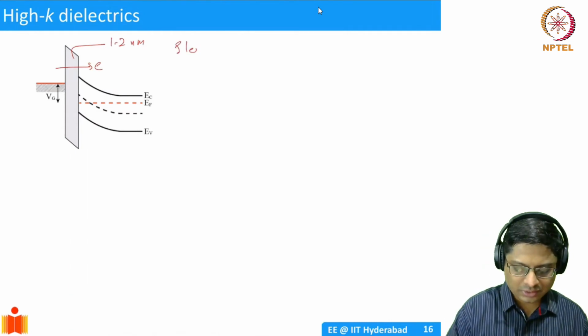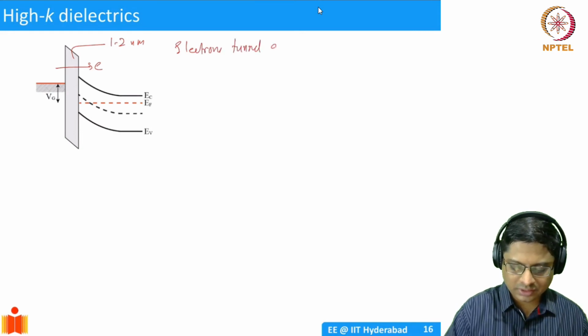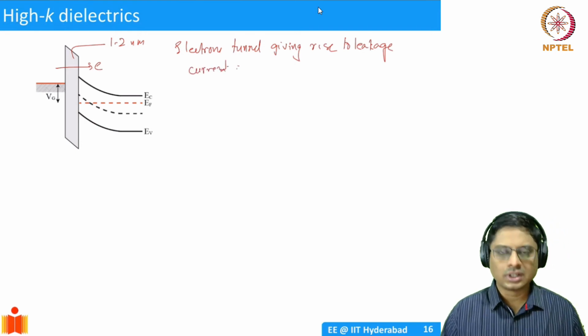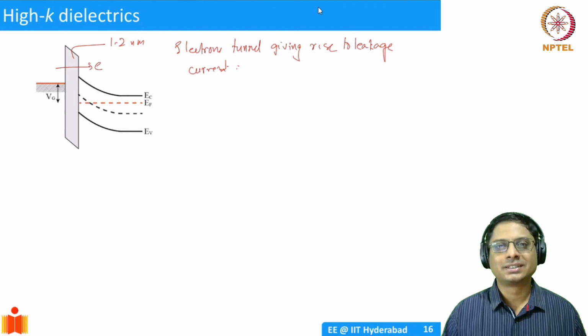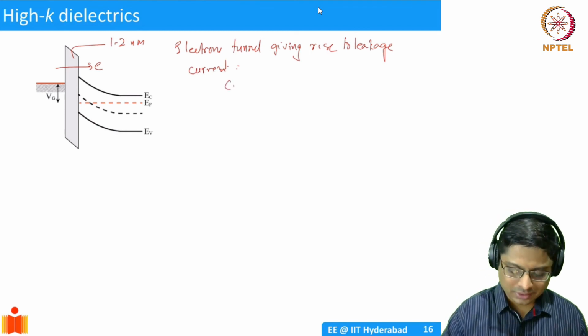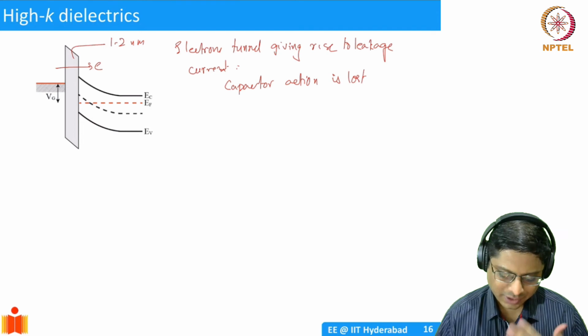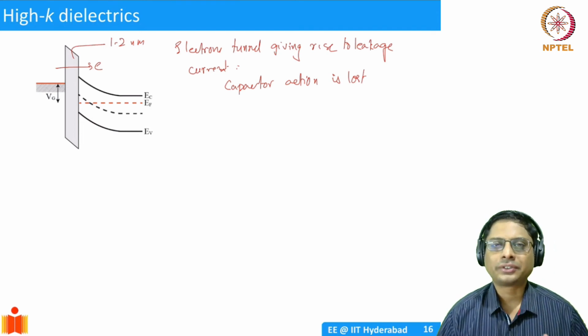Electrons tunnel, giving rise to leakage current. Okay. What happens when the oxide leaks? Capacitor action is lost. As we were saying, when electrons tunnel through the oxide, there is leakage current, and leakage current is going to spoil the capacitive action.